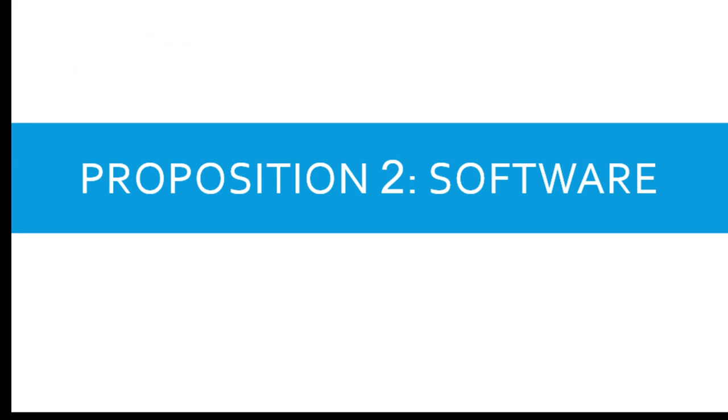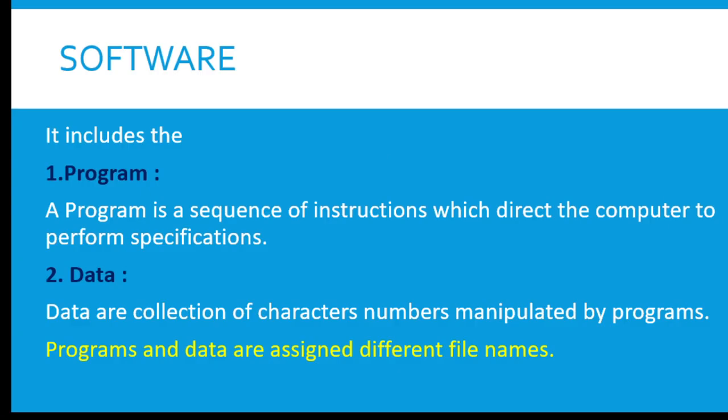Next, proposition number 2. We have just learned about the hardware. Now we are going to learn about software. So software includes a program and data. What is a program? A program is a sequence of instructions which directs the computer to perform specifications. The hardware will run according to the programs. In a program the instructions are given in a step by step manner, and the hardware will perform the work step by step, the same as the software has given it.